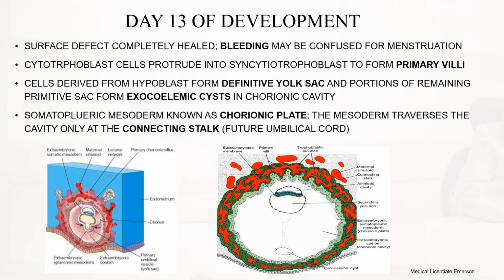Then let's go to the 13. So the surface defect is completely healed, and remember, we are talking about the surface defect in the endometrium. Someone might even be bleeding, and the bleeding may be confused for menstruation. At this point, someone will even think to say maybe they are not even pregnant.